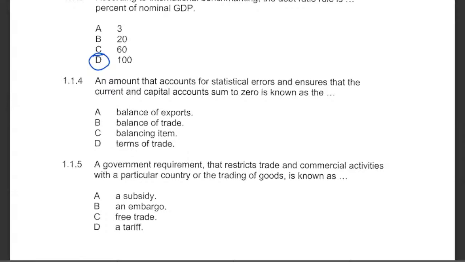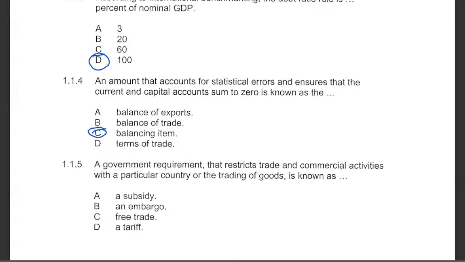So now let's move on to the next question. This is 1.1.4. It reads as follows: An amount that accounts for statistical errors and ensures that the current and capital accounts sum out to zero is actually known as a balancing item. So it means our appropriate answer is going to be C.